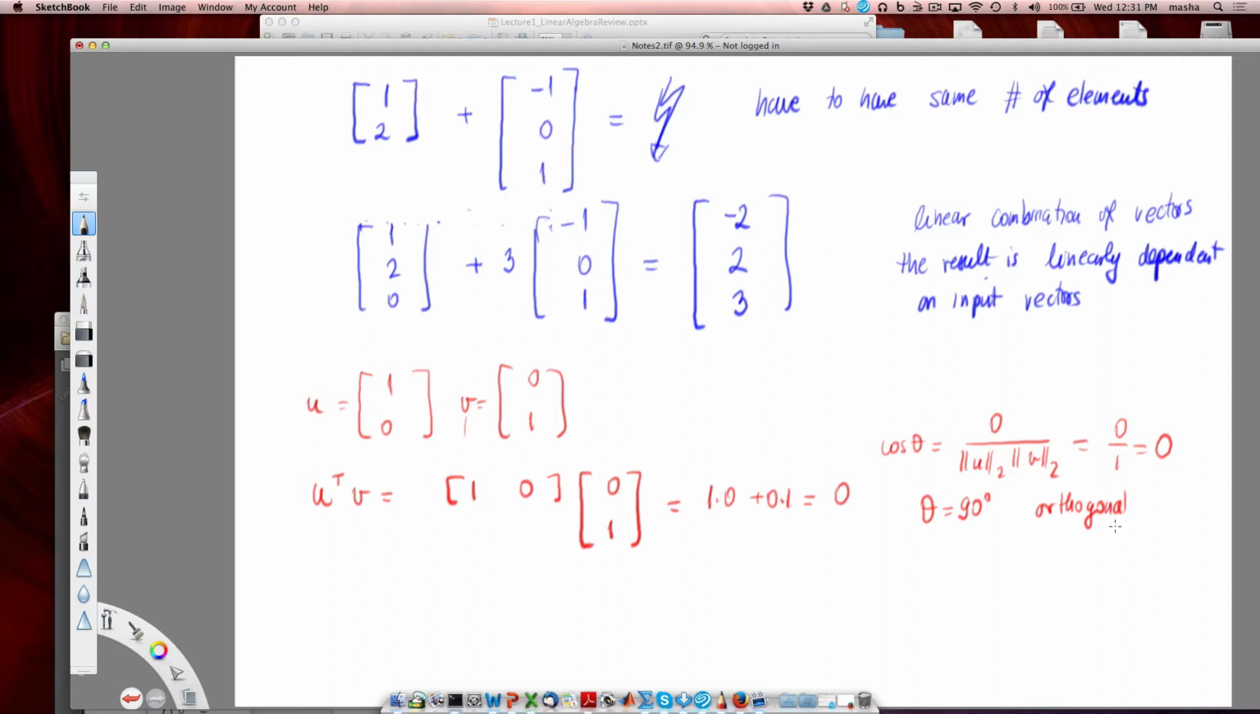If I had, for instance, here 1 and 1/2, then I would have 1 times 0 plus 1/2 times 1, which is 1/2. So my theta would be a different angle. Cosine of 30 or cosine of 60 is 1/2? 60. Anyway, it's one of those 2. So this is basically how we compute angles. So theta is the angle between vectors.